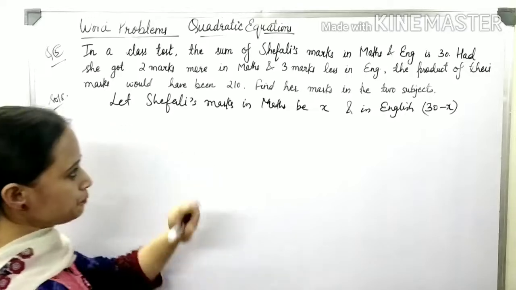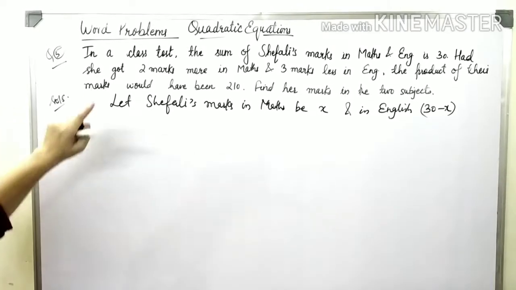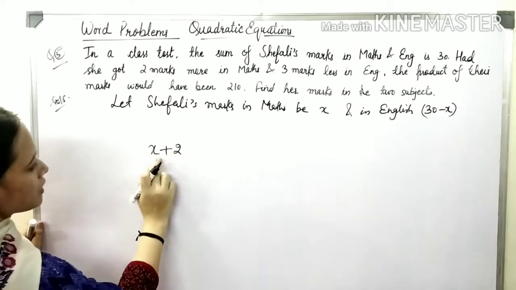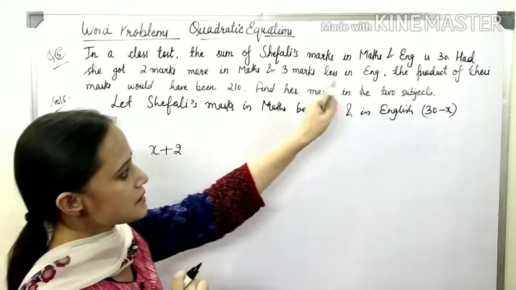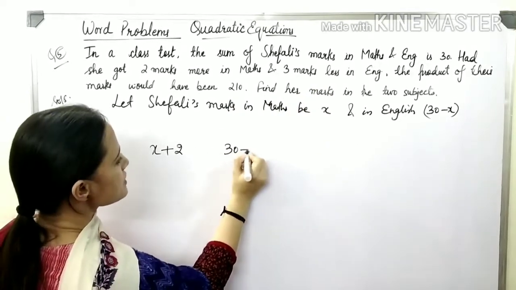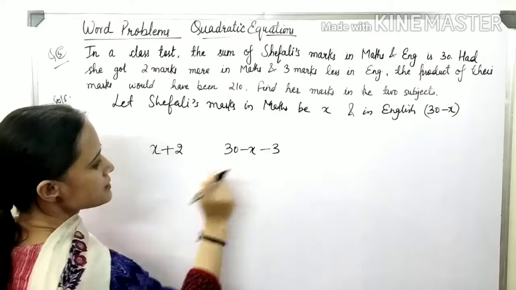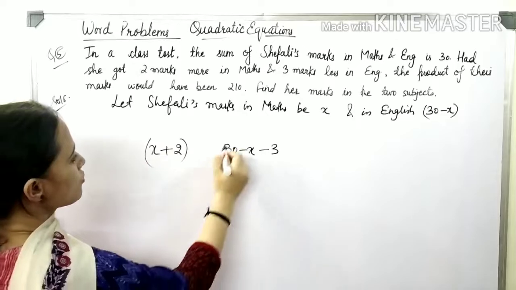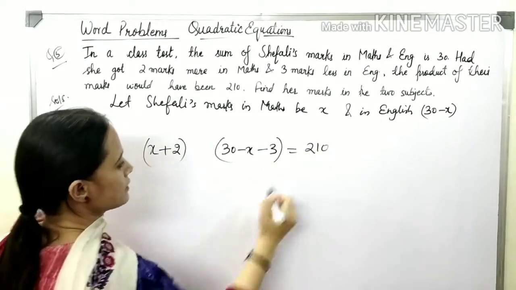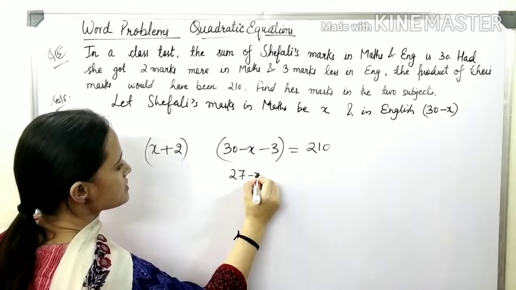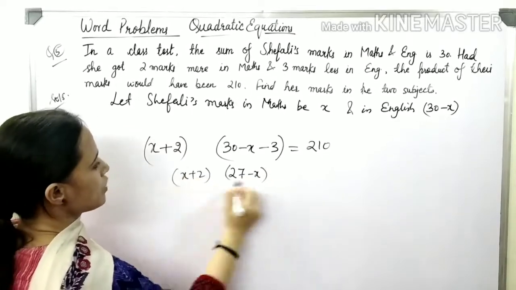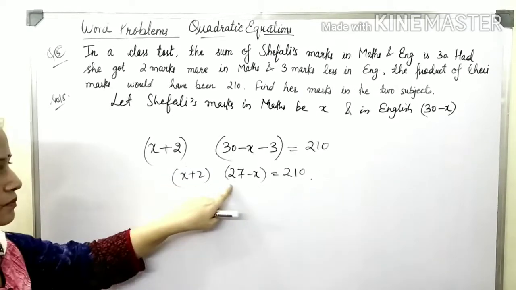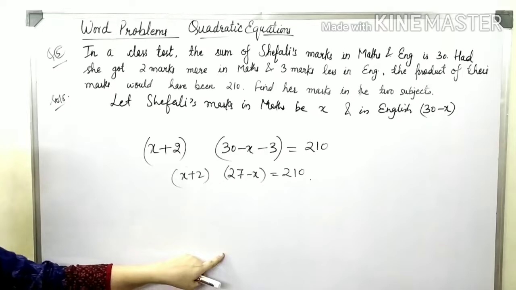And now the condition is given that had she got 2 marks more in maths. So according to the condition, in maths she would have got 2 marks more, that is x plus 2, and 3 marks less in English, that is 30 minus x minus 3. The product of their marks would have been 210. So the product is equal to 210, that is 27 minus x times x plus 2 equal to 210. Now after this you can frame the equation by simplifying, multiplying inside, and you will get one equation.